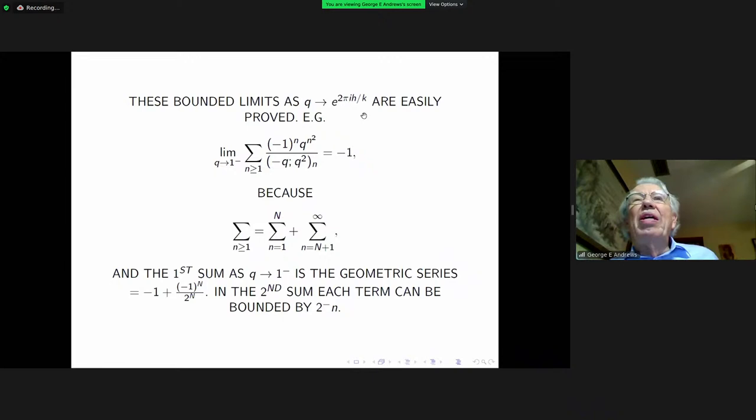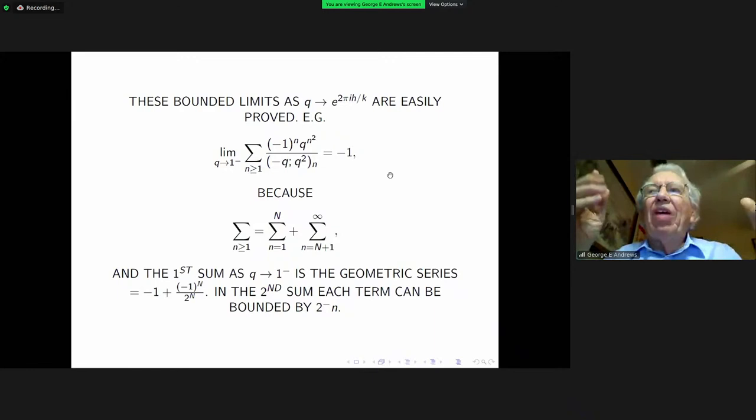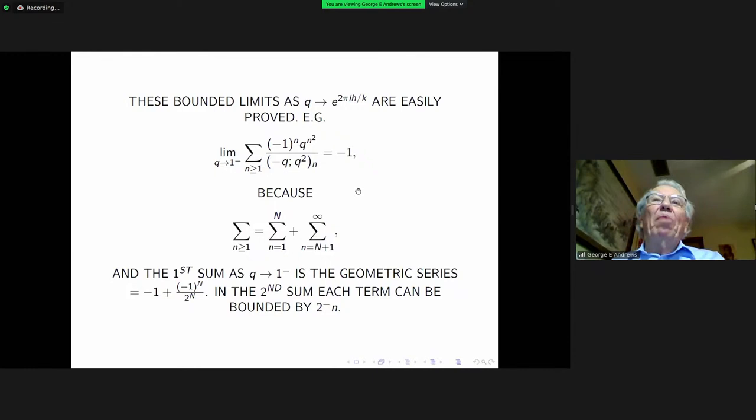I'm just going to take the simplest example, namely phi 3 of minus q as q tends to 1 from the left. I claim this is equal to minus one. And the sort of proof I'm giving is easily adapted to deal with any of the other cases. Namely, you split the series into two parts, n equal one to capital N, and then capital N plus one to infinity. For n from one to capital N, as q tends to one from the left, each term in the series becomes (-1)^n over 2^n. And it's a finite geometric series which sums to the expression you see there.